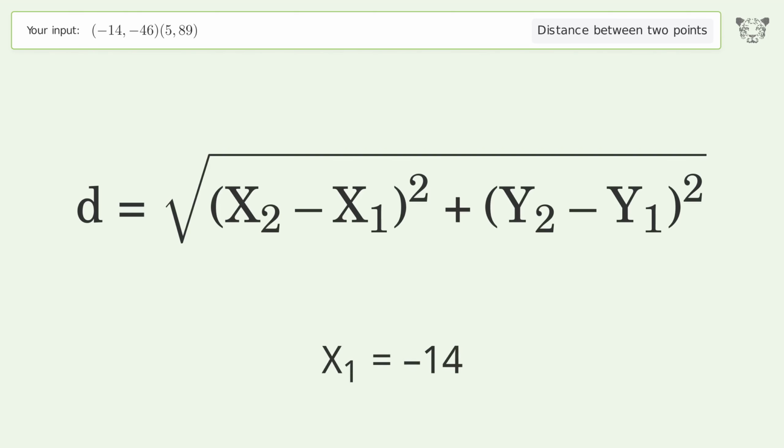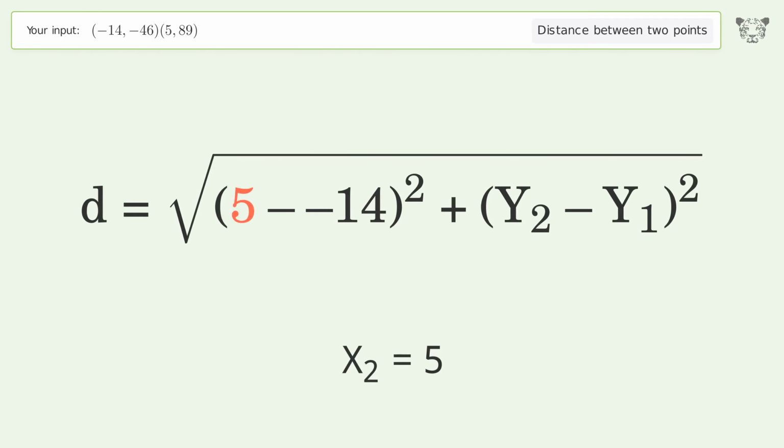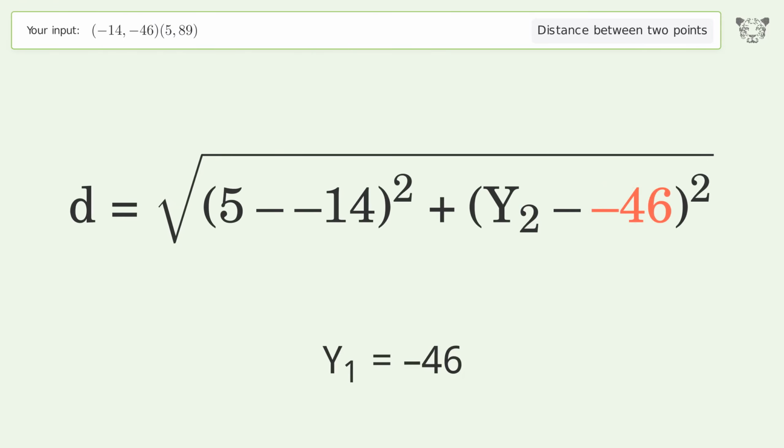x1 equals -14. x2 equals 5. y1 equals -46. y2 equals 89.